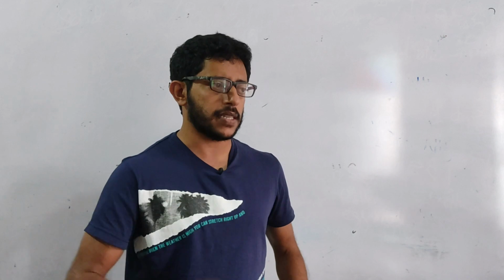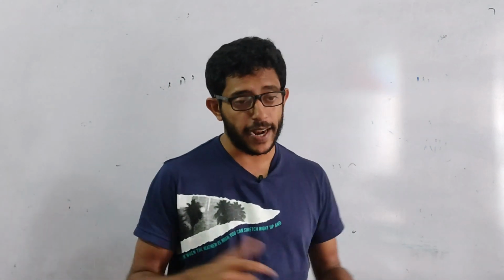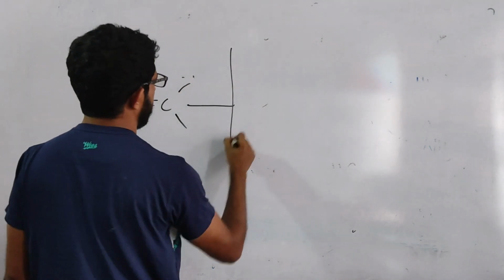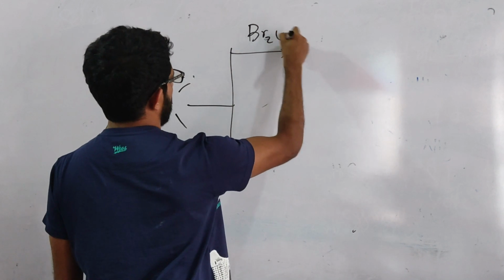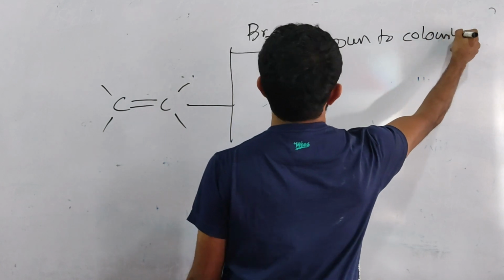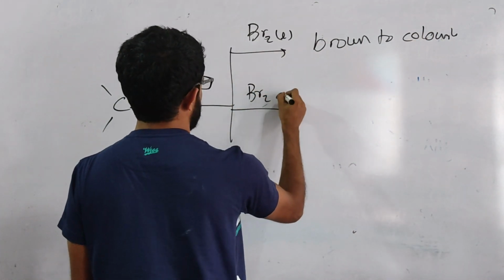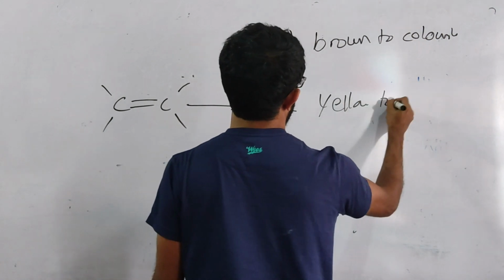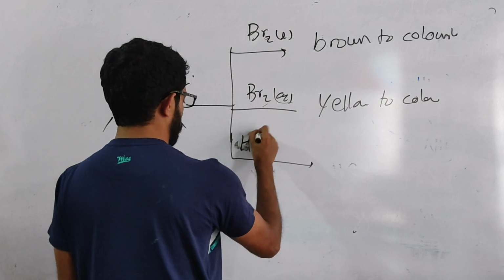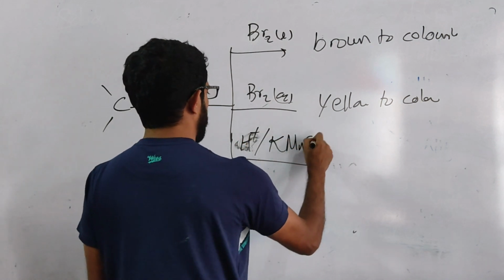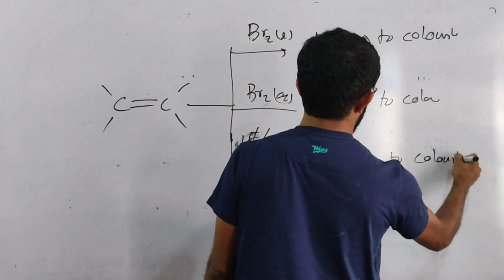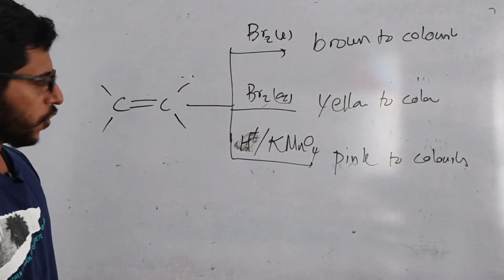To identify alkenes, we can add bromine, liquid bromine. So if we have an alkene, there are three tests. Br2 liquid, the color change would be brown to colorless, right? Brown to colorless. Then bromine aqueous is yellow to colorless. Then we can add acidic KMnO4, potassium manganate(VII). It is pink to colorless, right? Brown to colorless, yellow to colorless, pink to colorless.